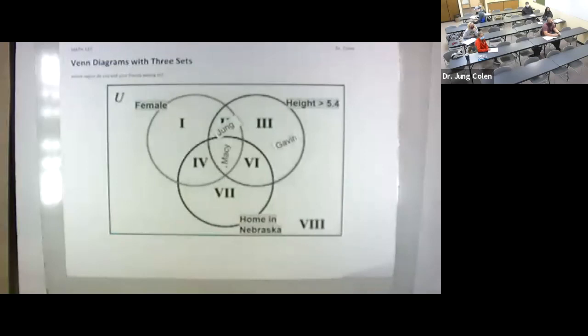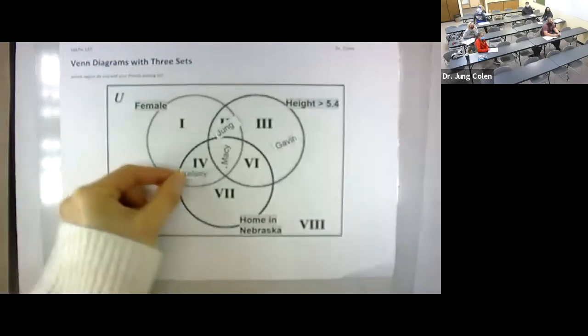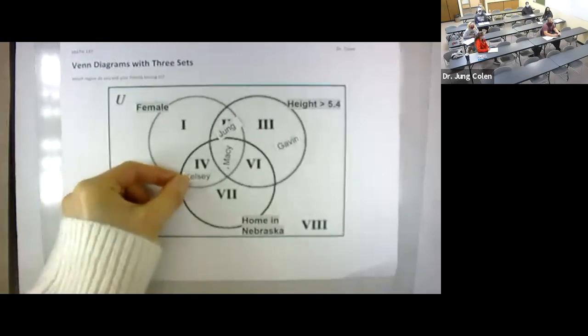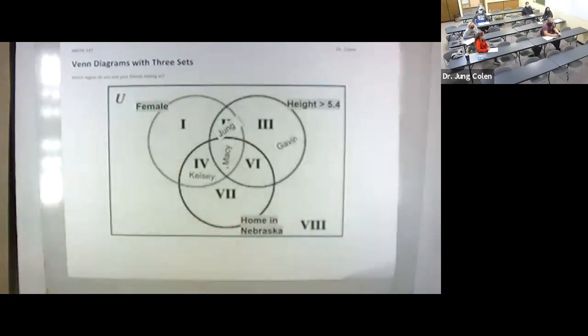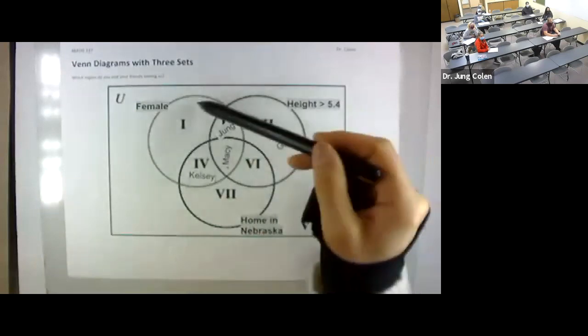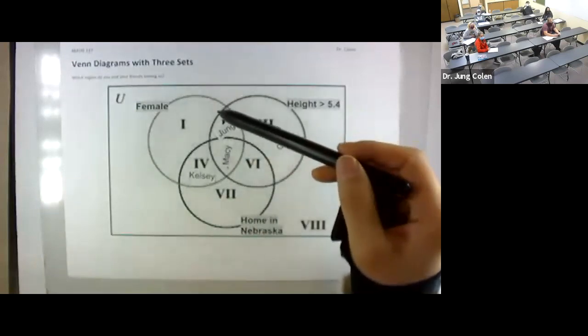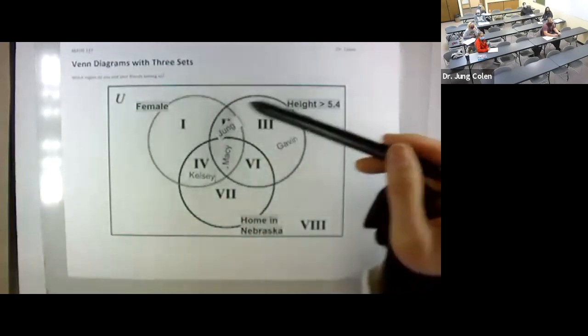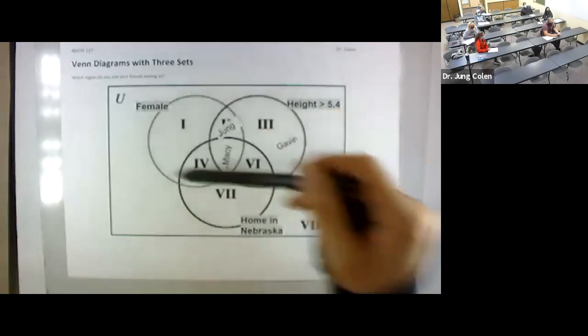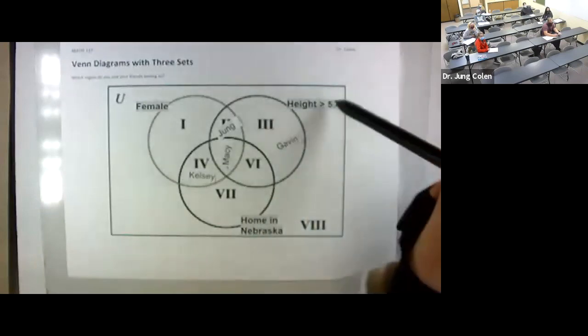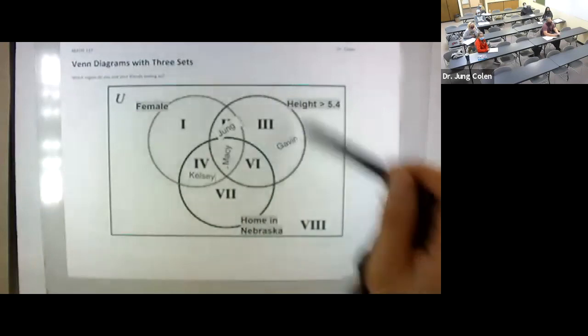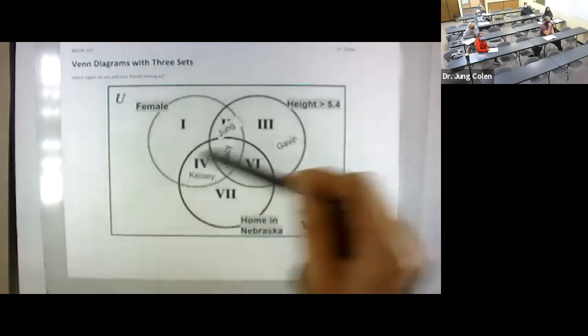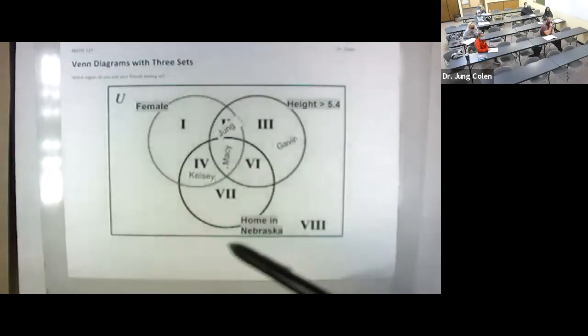How about Kelsey? 4. I'm 5'4". And I'm a female and my home is... Okay, hold on. So she's a female. What's your height? 5'4". Oh, so it's not greater than that, right? So it's outside, and my home is in Nebraska. Awesome. So yes, you're in region 4.